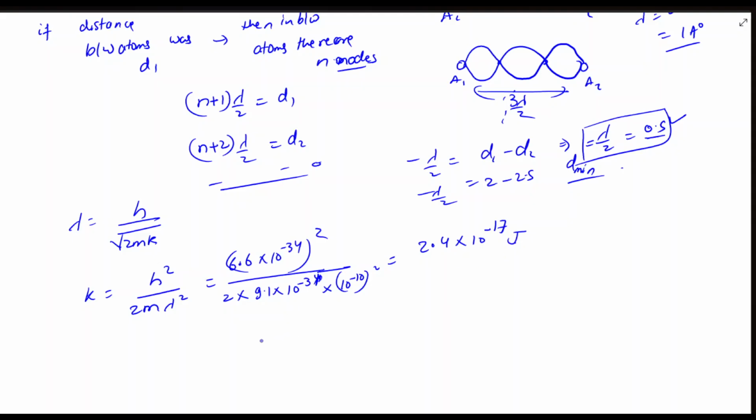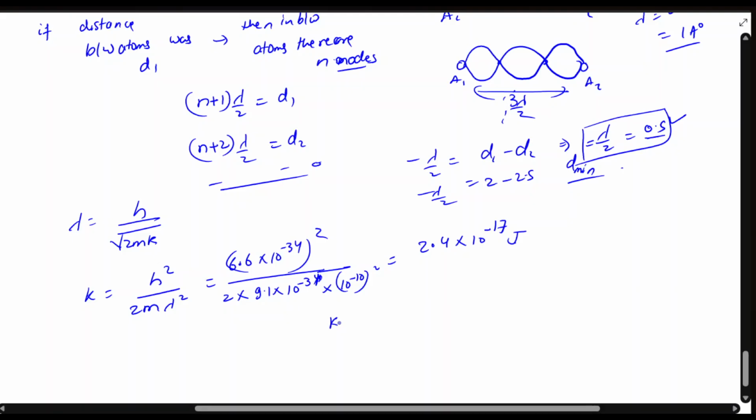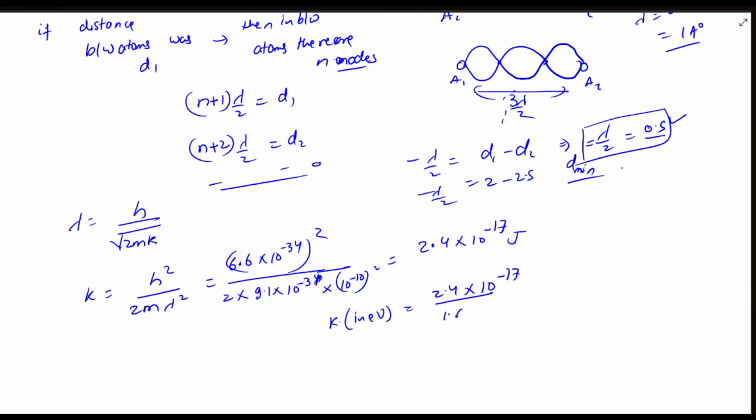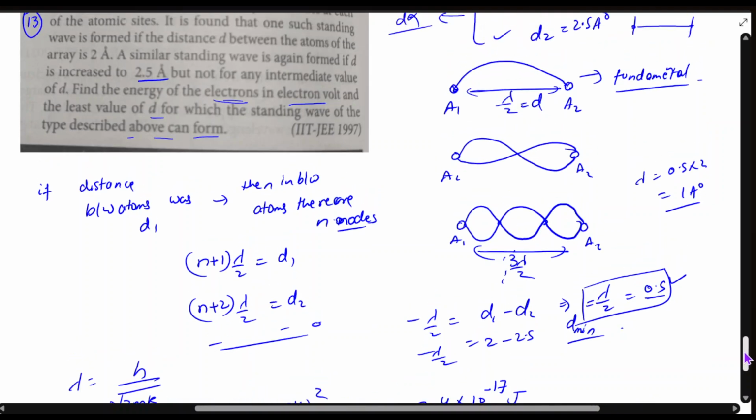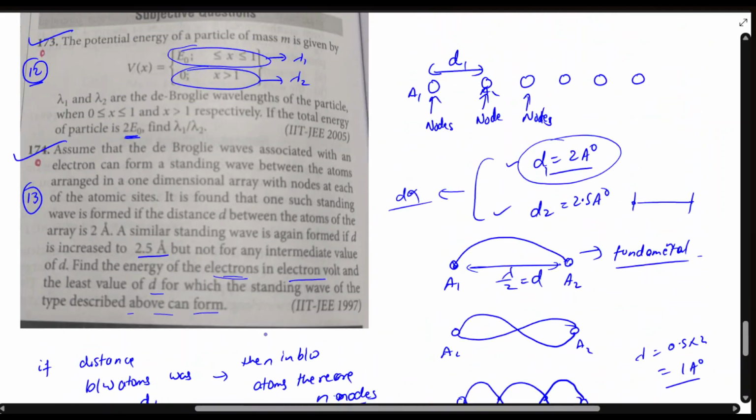Okay. So we can find it also in eV. So kinetic energy in eV will be 2.4 into 10 raised to the power minus 17 divided by 1.6 into 10 raised to the power minus 19, right? So this will be in eV. It will come out to be 151 eV. Okay, and the D minimum we have already calculated, it is 0.5. So, right, quite an easy question again.